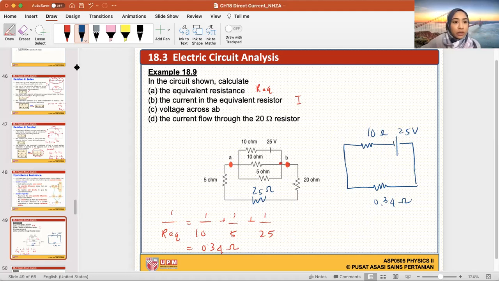Okay, bye. So, and then we have current. Okay, remember current flows from positive to negative.